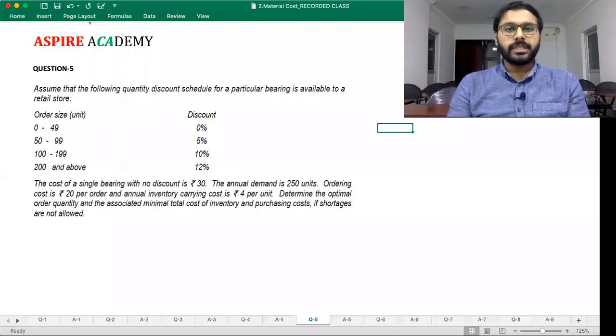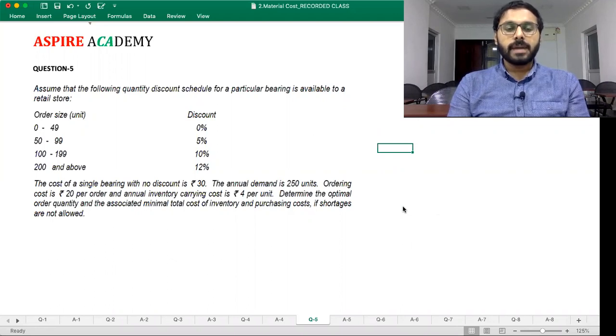Material costing, question number 5. Assume that the following quantity discount schedule for a particular bearing is available to a retail store. Order size in units and discount: 0 to 49, 0%; 50 to 99, 5%; 100 to 199, 10%; 200 and above, 12%.